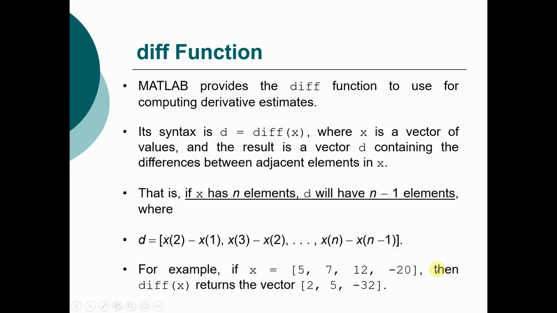If this is x, diff of x would be 7 minus 5, 12 minus 7, 20 minus 12, and so on. So it's going to be negative 32. This is going to be the result of the diff function. We're going to use this for numerical differentiation, as you will see later.